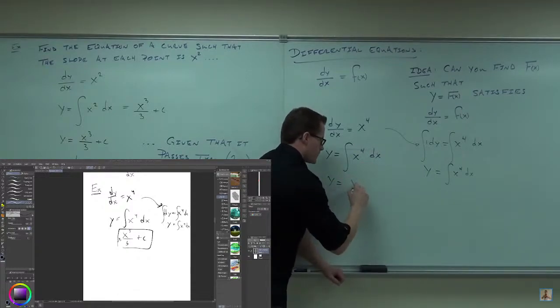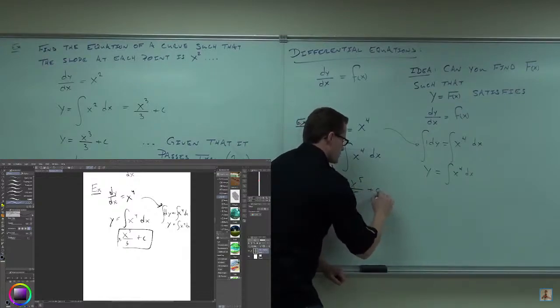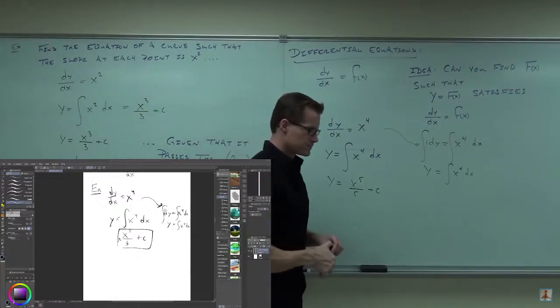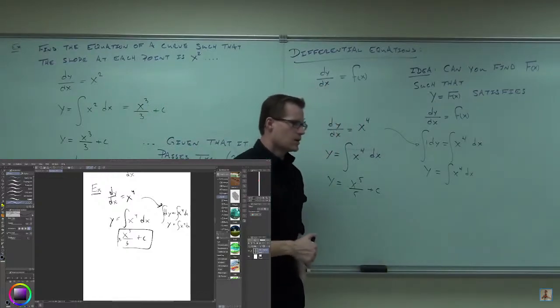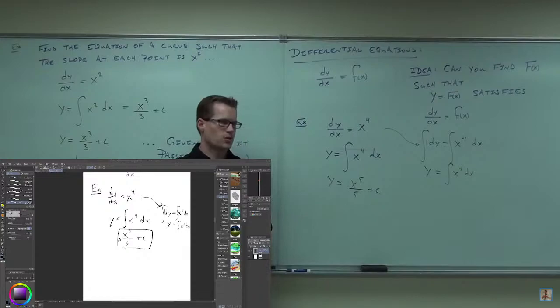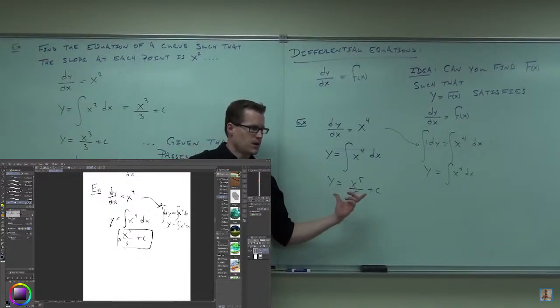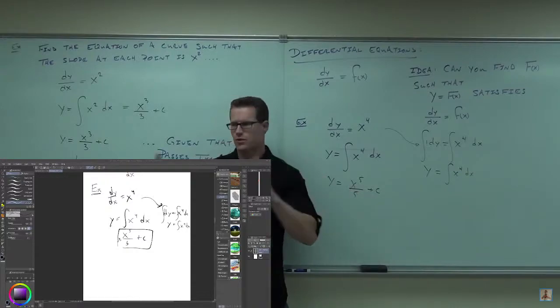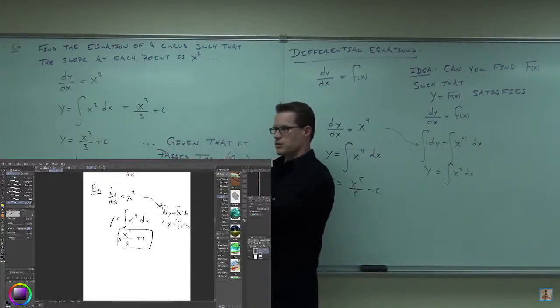And Joe was right. X to the 5th over 5, or 1/5 x to the 5th, plus c. So what's a solution to a differential equation? It's actually not one. It's solutions to differential equations, just like we have solutions for a family of curves before I put this little piece into it.